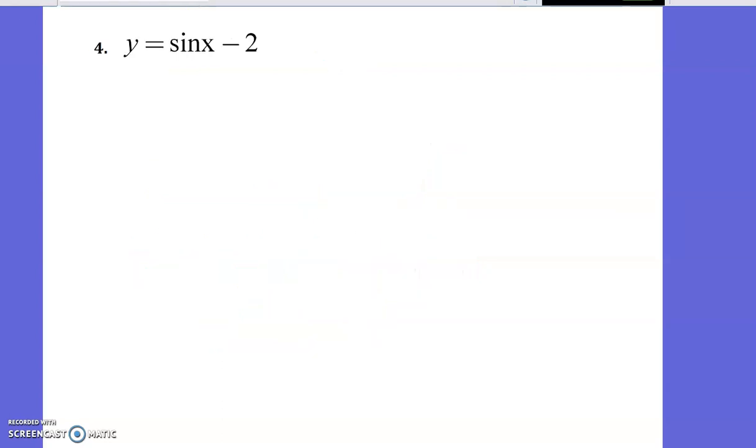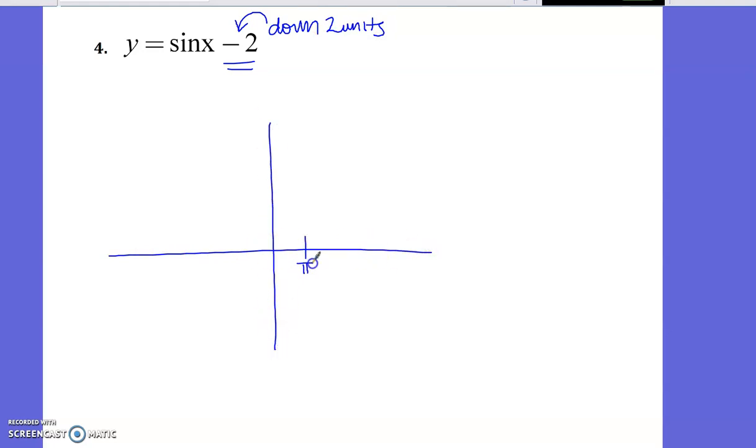Okay, so for this one, we have y equals sine x minus 2. This minus 2 at the end is going to shift down 2 units. So this isn't changing the x-axis, so I'm going to go ahead and label it like we have been. Okay, and put little x's on my graph for the sine parent function.